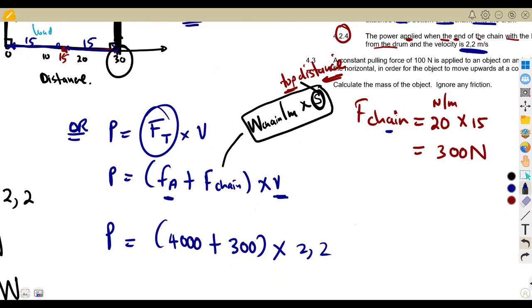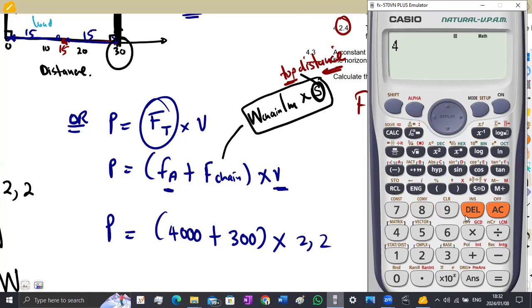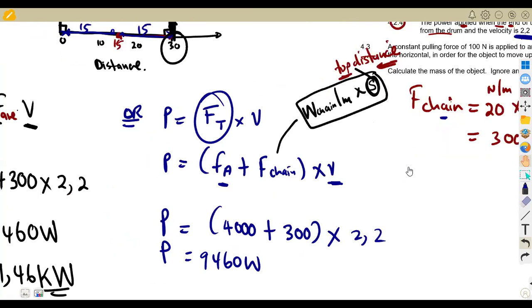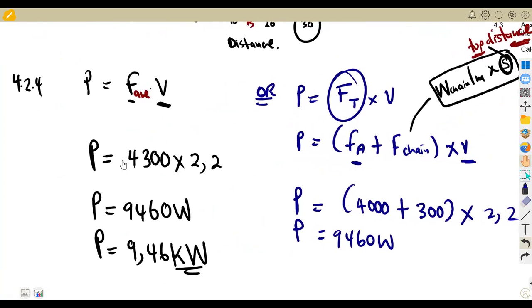Let's see. Let us just have our calculator here and see what we get. So this is 4,000, let's open a bracket, 4,000 plus 300, like this, times 2.2. So that will be 9,460. 9,460 watts. So this is your power, which you can convert to kilowatts, just like the previous case where we obtained this. So as you can see, we are obtaining the same answer, just like the previous case.